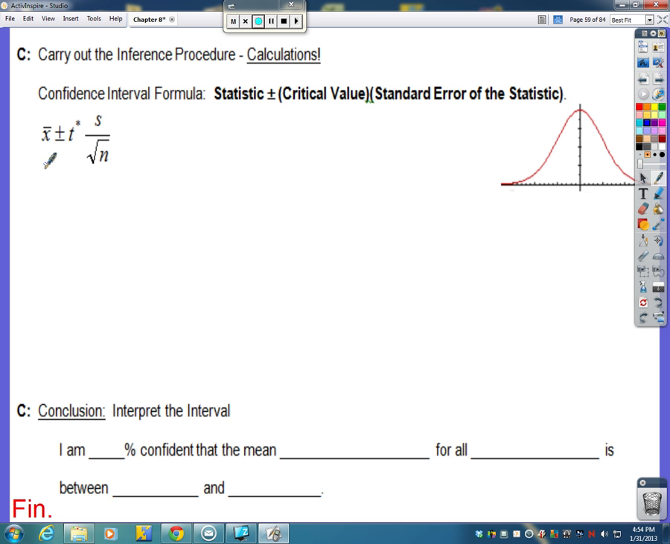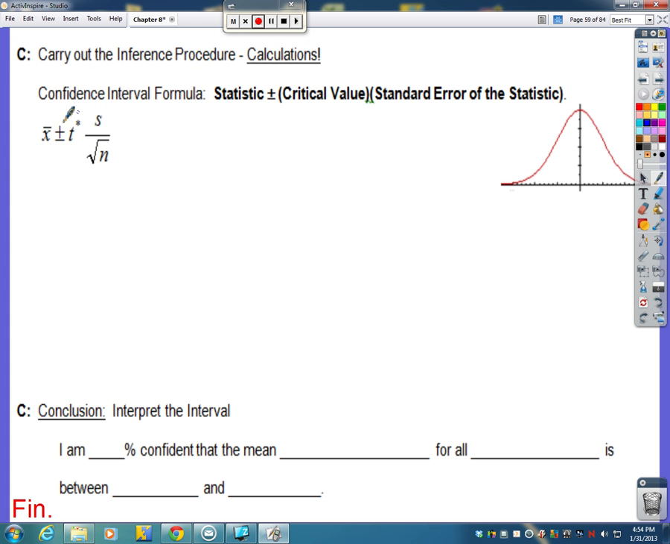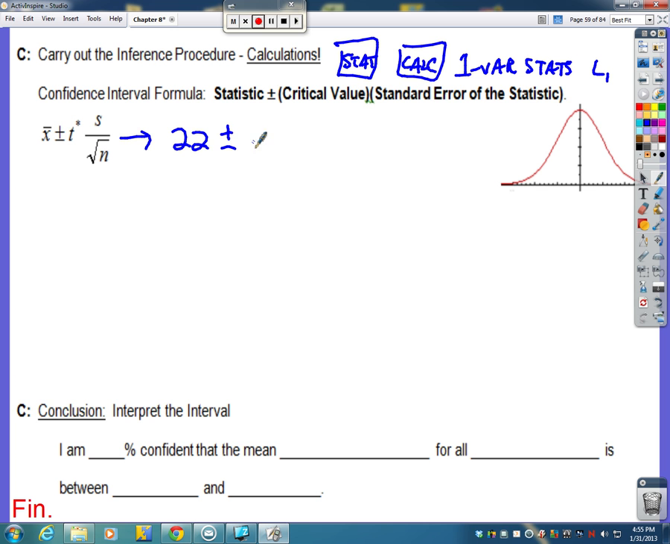Well, here's what you could do. If you made the box plot from list 1, what you could then do to figure out a lot of these numbers, really 3 out of those 4, and one of them's already known, you could go to your stat button and then go over to calc and then do one variable statistics and select list 1. And it's going to give you the sample mean, which is 22. Plus or minus, we'll come back to the t-score.